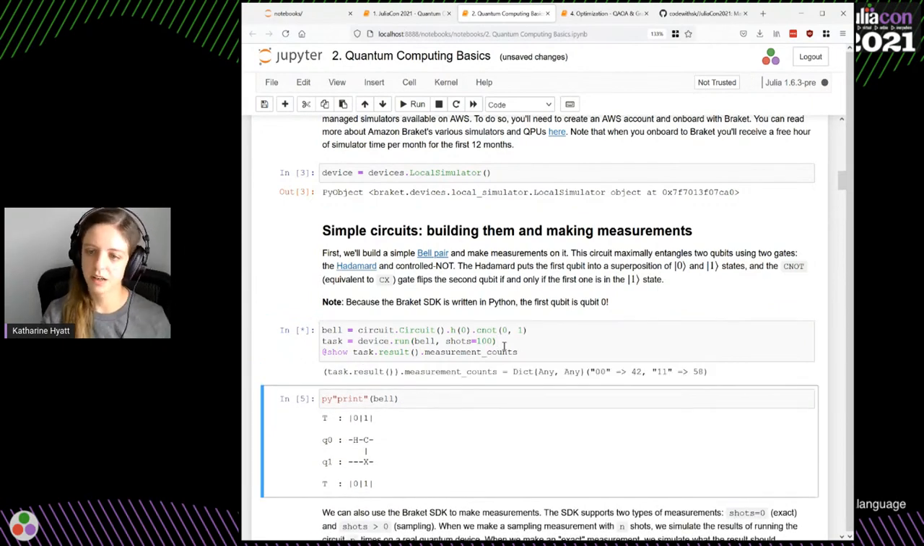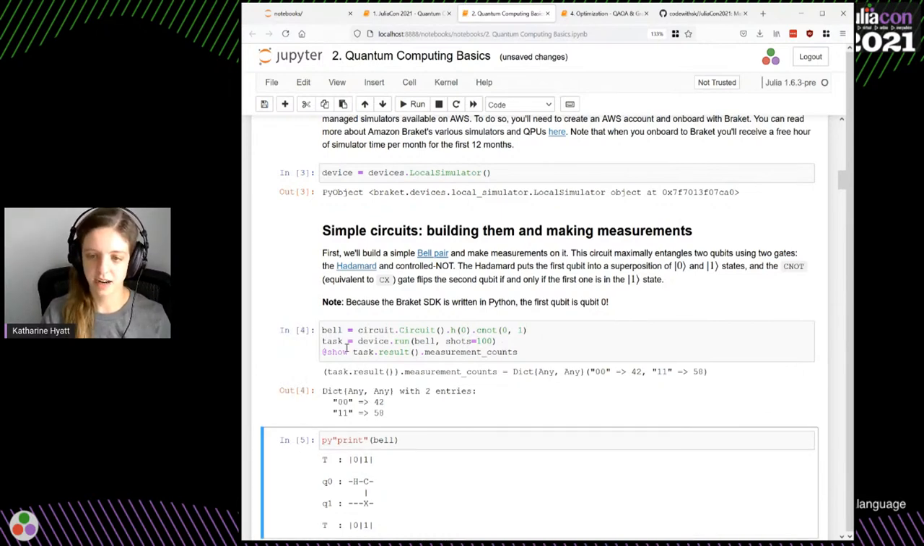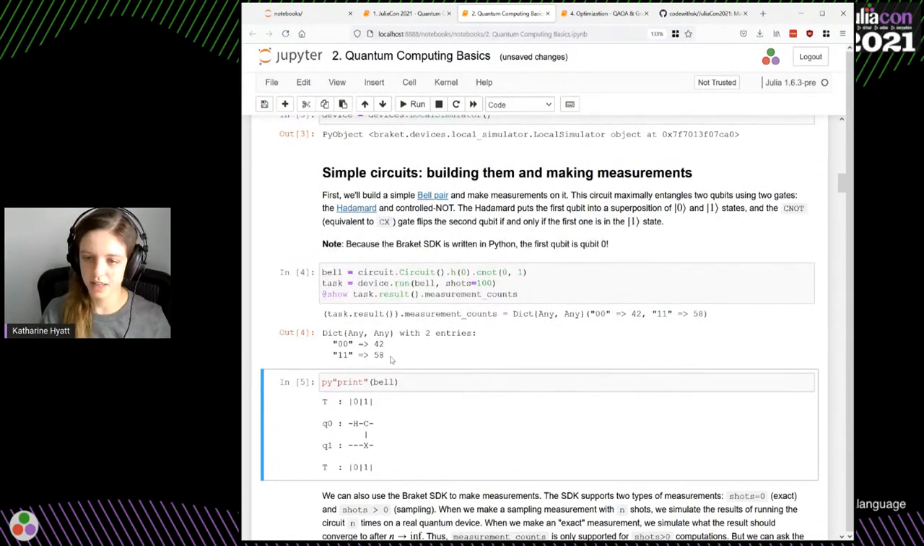So if I run this, you'll see that this generates a task, and I can query the result of that task. In particular, I'm interested in the measurement counts. What measurement counts is going to tell us is what possible output bit strings I could measure as a result of running this circuit. And unsurprisingly, we get a mixture of 0,0 and 1,1. That means about 50% of the time we measure that both qubits are in the zero state, and about 50% of the time we measure that both are in the one state.